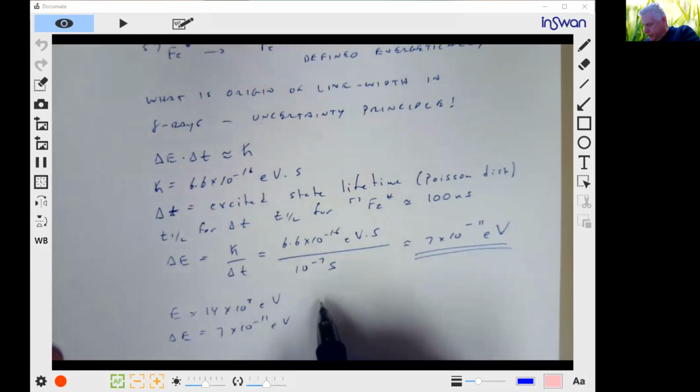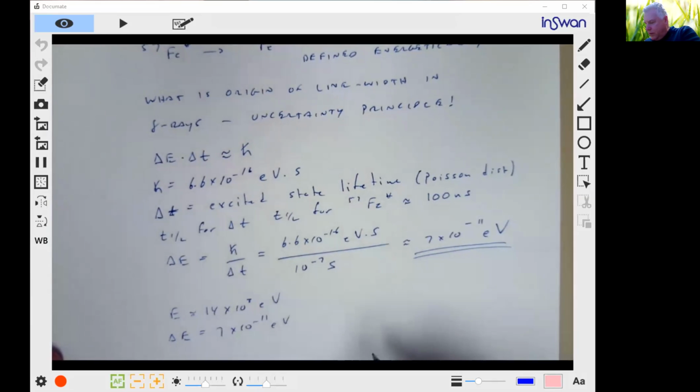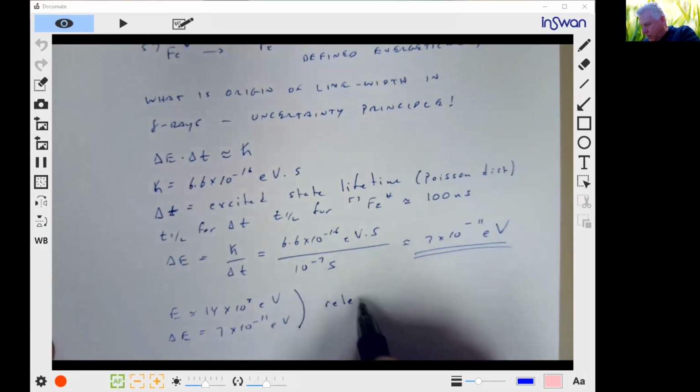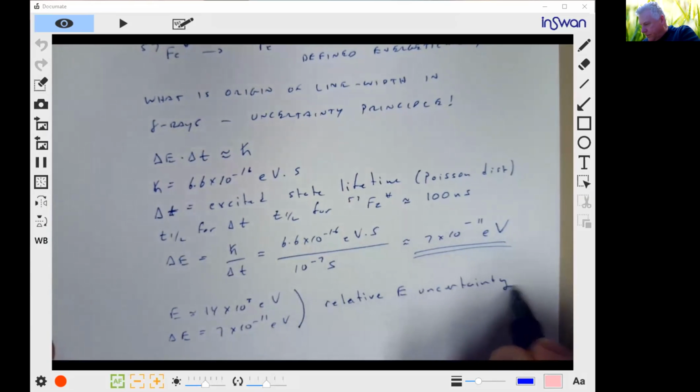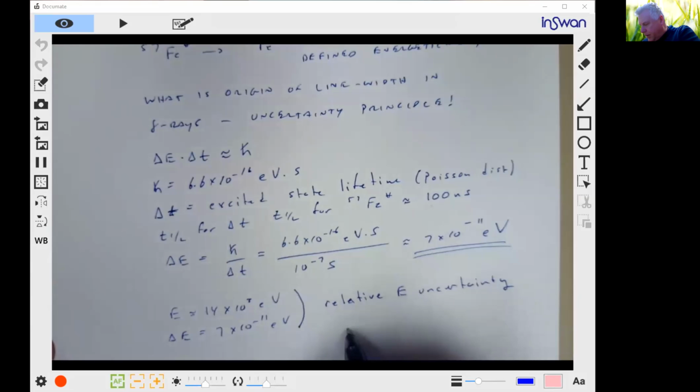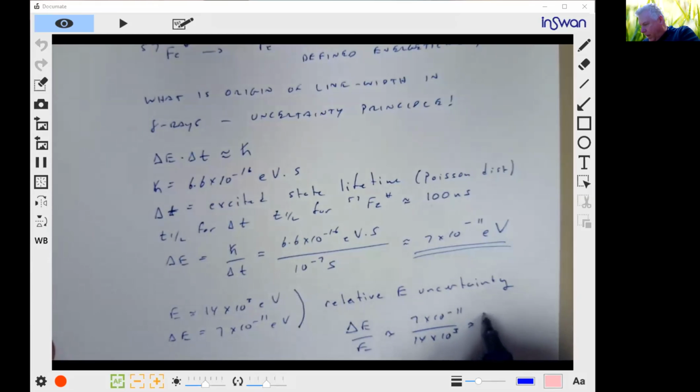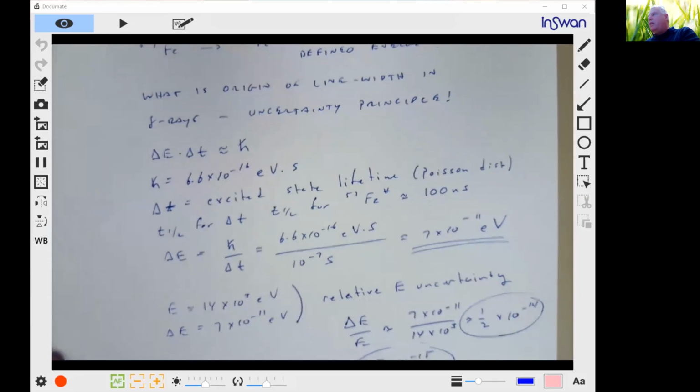One way to express this line width is relative energy uncertainty. That will be delta E over E, which will be about 7 times 10 to the minus 11 over 14 times 10 to the third, which is about 1/2 times 10 to the minus 14, or about 5 times 10 to the minus 15. And that's a unitless value, right?